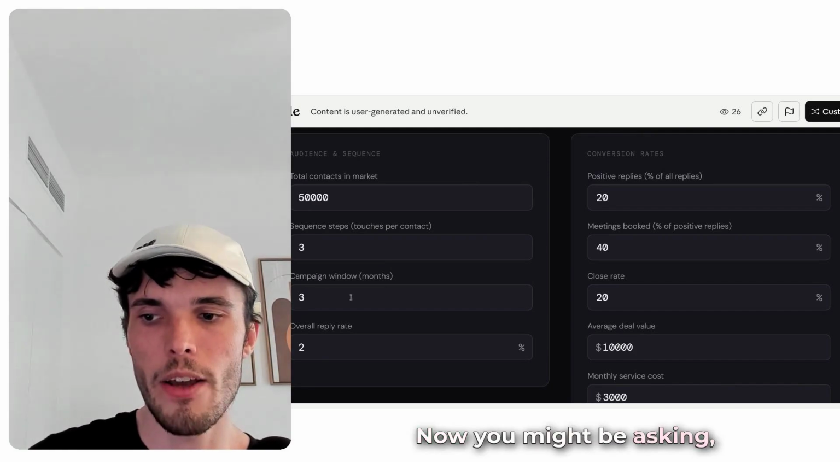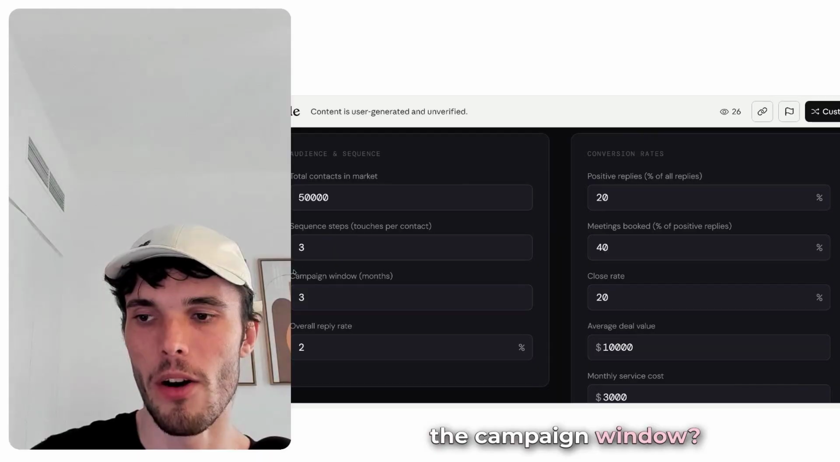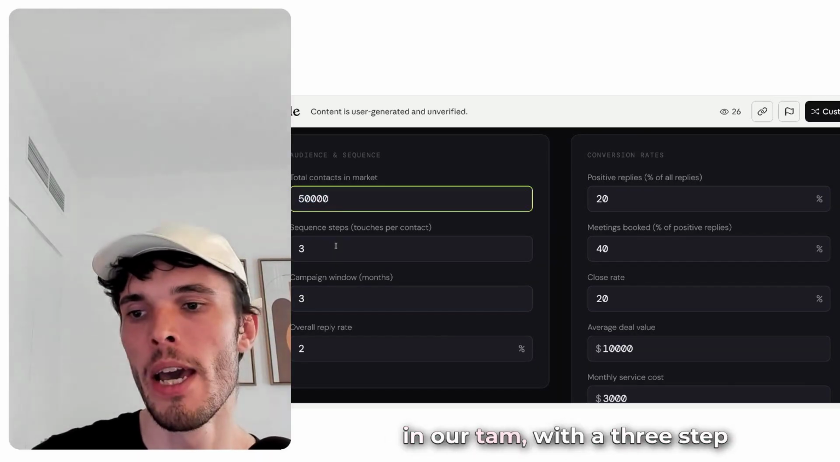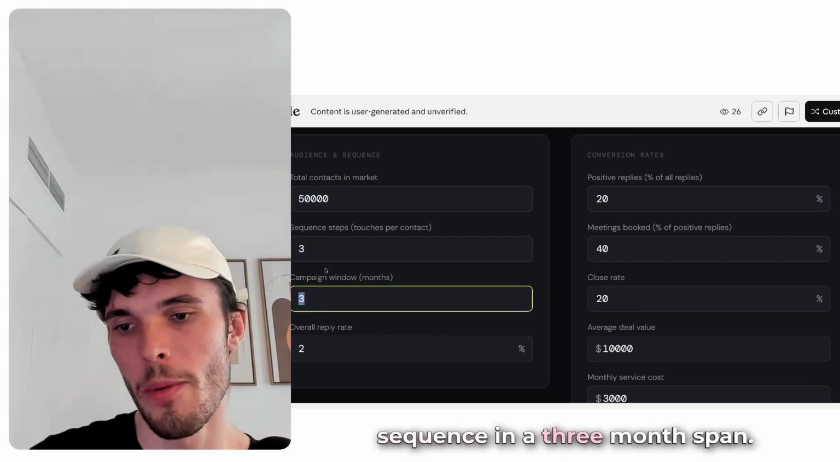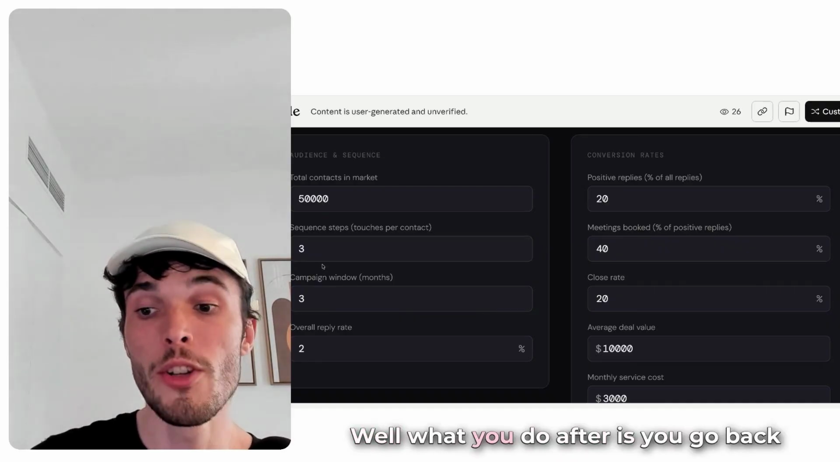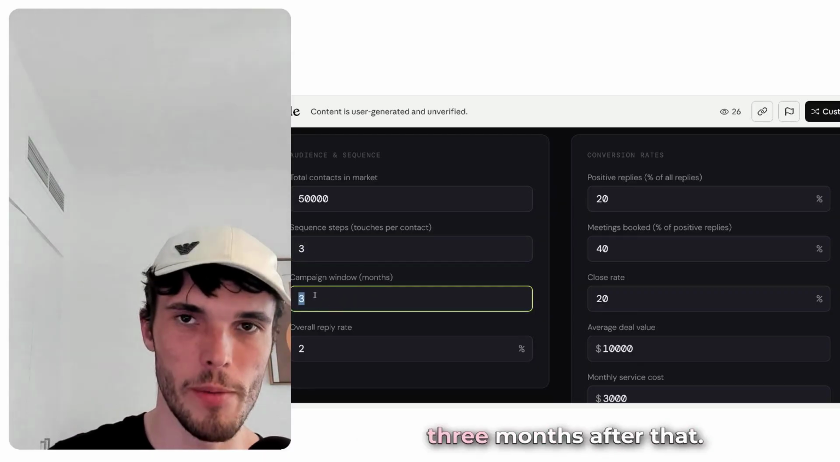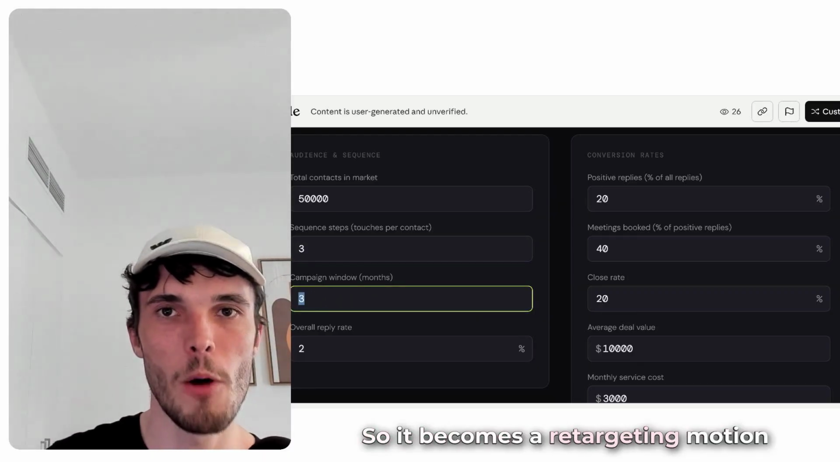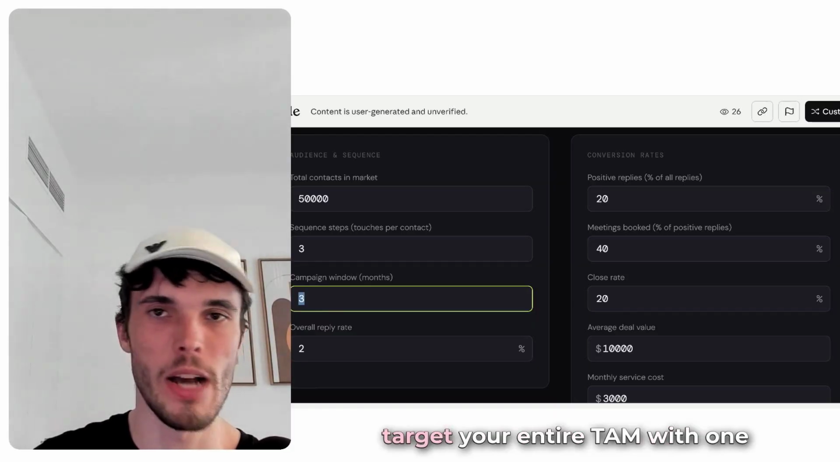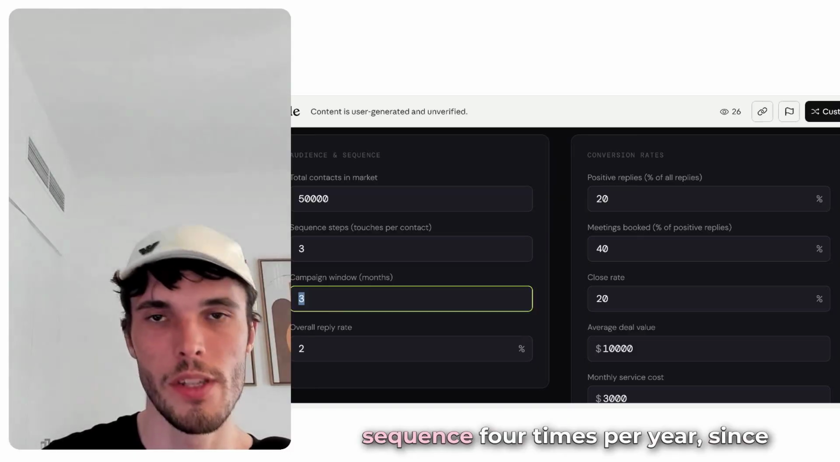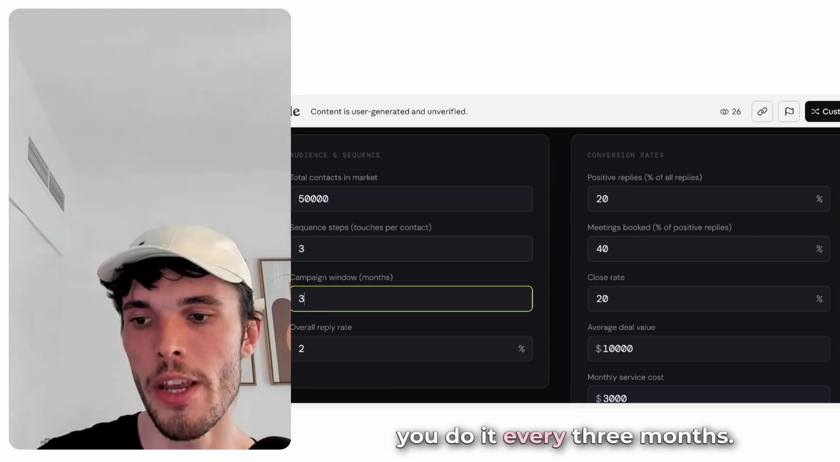Now, you might be asking, okay, so what happens after the campaign window? We contact each person in our TAM with a three-step sequence in a 3-month span. Well, what you do after is you go back to the beginning of the list and you start retargeting over the following 3 months. So it becomes a retargeting motion where you essentially target your entire TAM with one sequence 4 times per year, since you do it every 3 months.